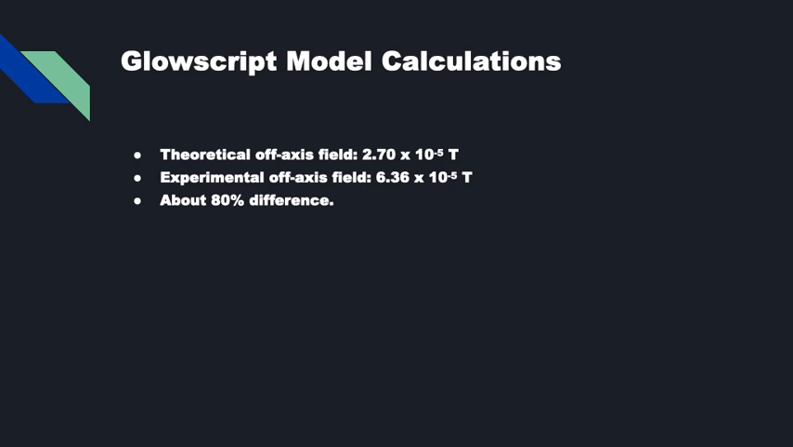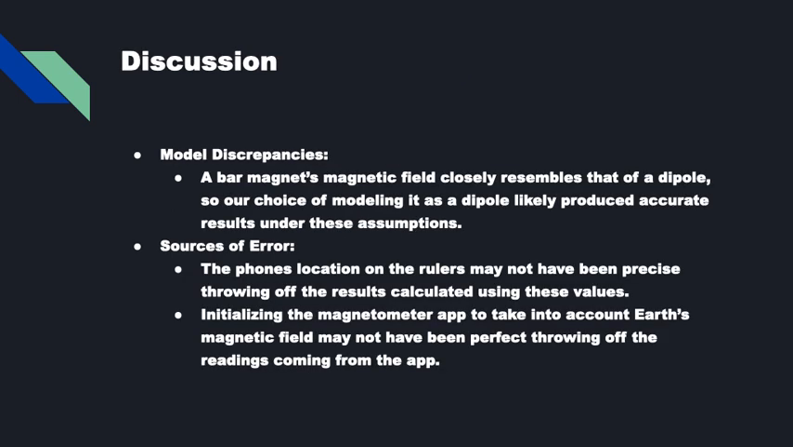The theoretical off-axis field was 2.70 times 10 to the negative 5 Teslas, and the experimental off-axis field was 6.36 times 10 to the negative 5 Teslas, so roughly an 80% difference. And then here's some of the discussion. For model discrepancies, a bar magnet's magnetic field closely resembles that of a dipole, so our choice of modeling it as a dipole likely produced accurate results under these assumptions.